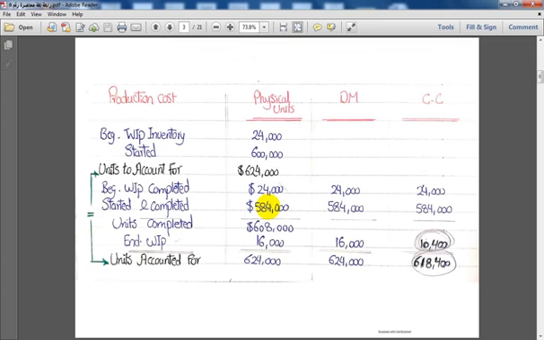In step 3, we will calculate equivalent units of production. We have cost elements: direct material, direct labor, and overhead. Direct labor plus overhead equals conversion cost. So we have direct material and conversion cost. Step 3, we have to calculate equivalent units.